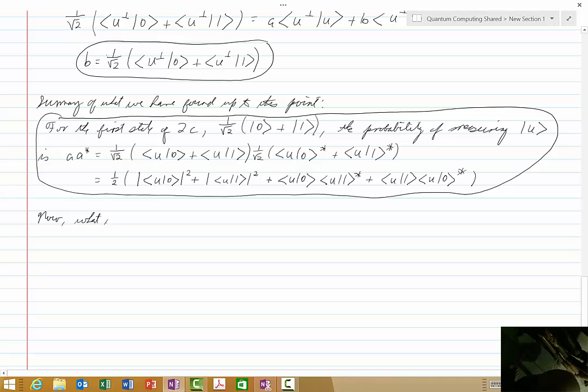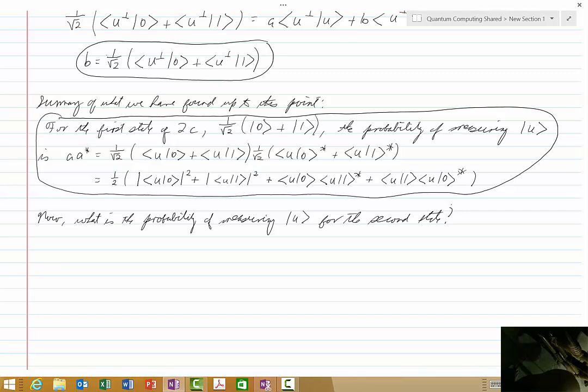what is the probability of measuring u for the second state? Now, I definitely hope that after what we've just done, you can calculate this on your own. So I definitely urge you to stop the video now and make a very honest effort to solve this for yourself, and then resume and see if you were right.